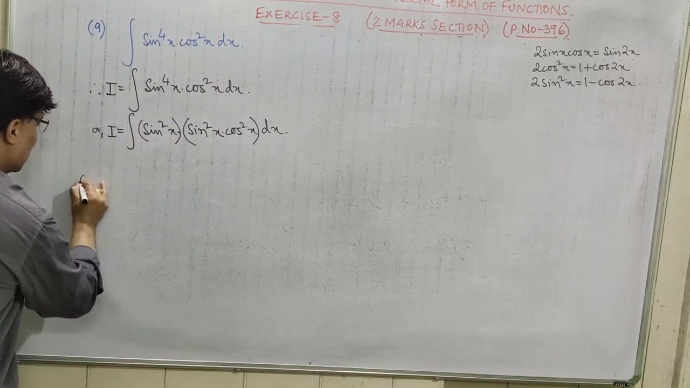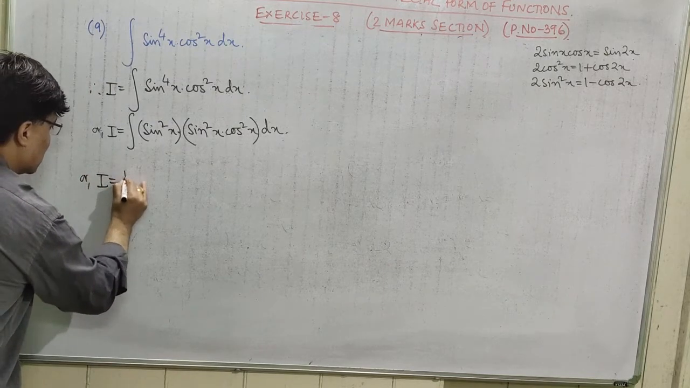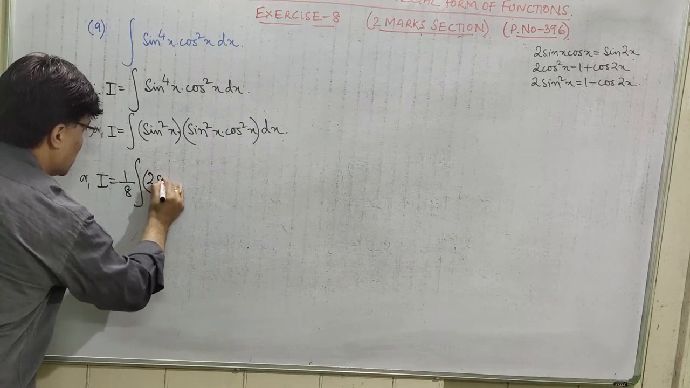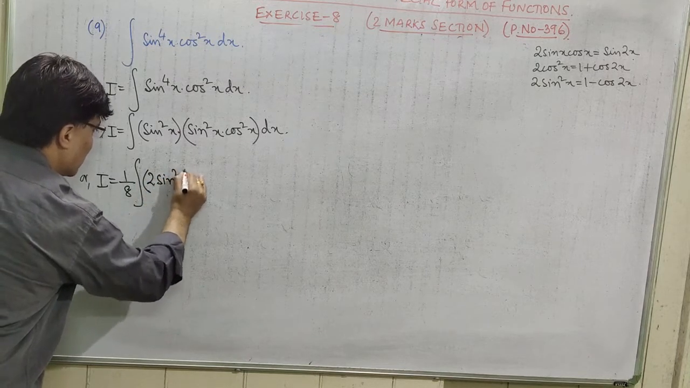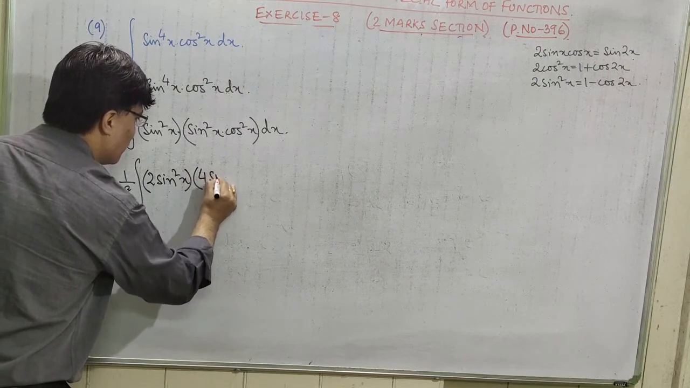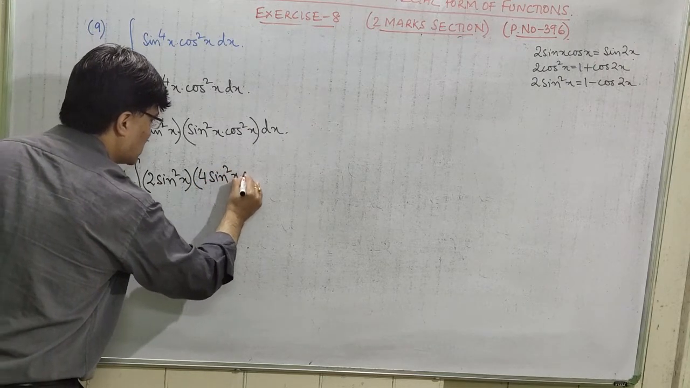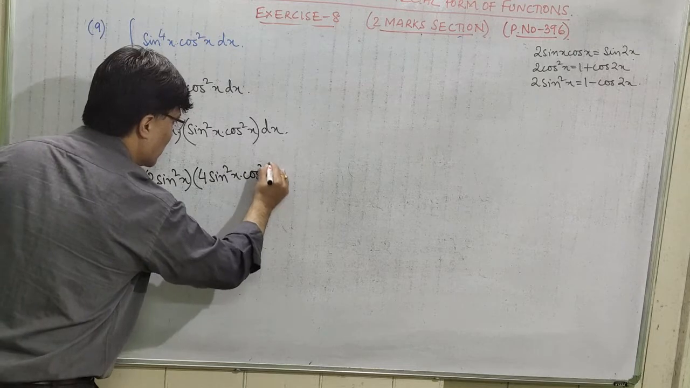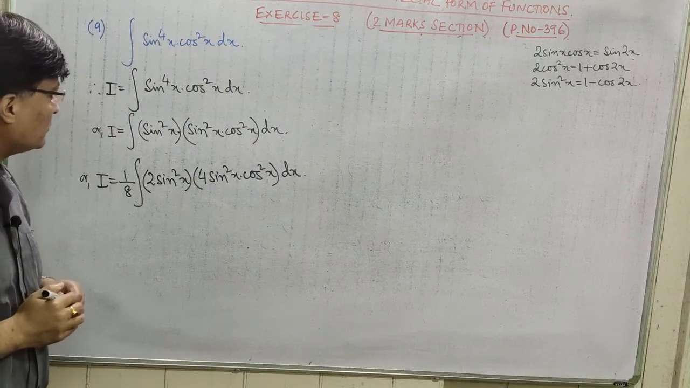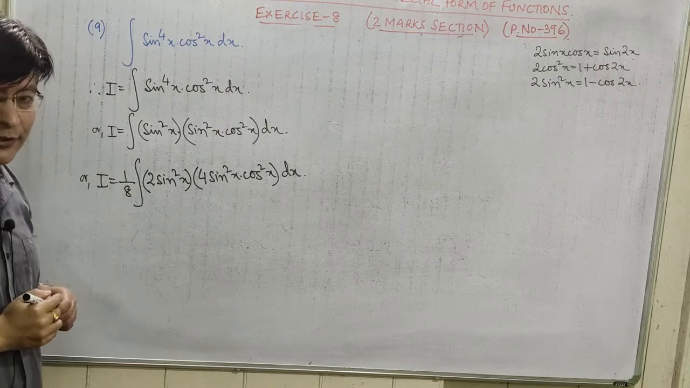8, right? So you should write here I is equal to 1 upon 8 integration of, this is 2 sine square x within bracket. Again within bracket we have 4 sine square x into cos square x bracket closed dx. So I think you have understood it.